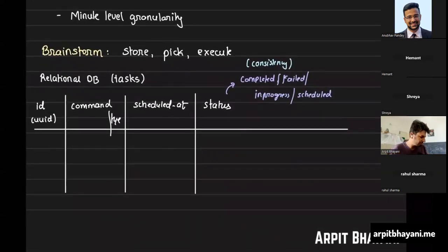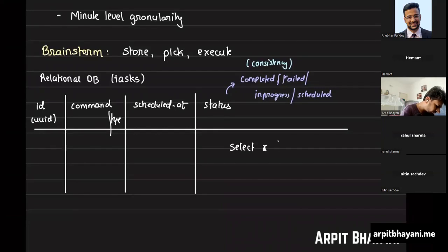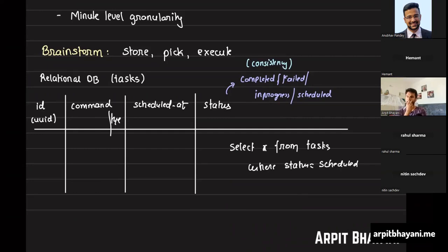This is the schema. I mean, select star from this table where the status is scheduled. Select star from tasks where status is equal to scheduled. That's it.